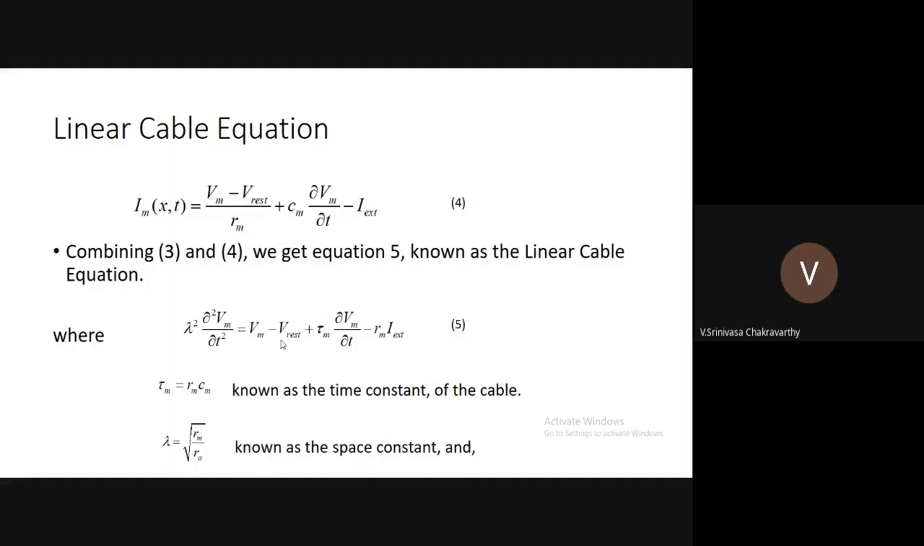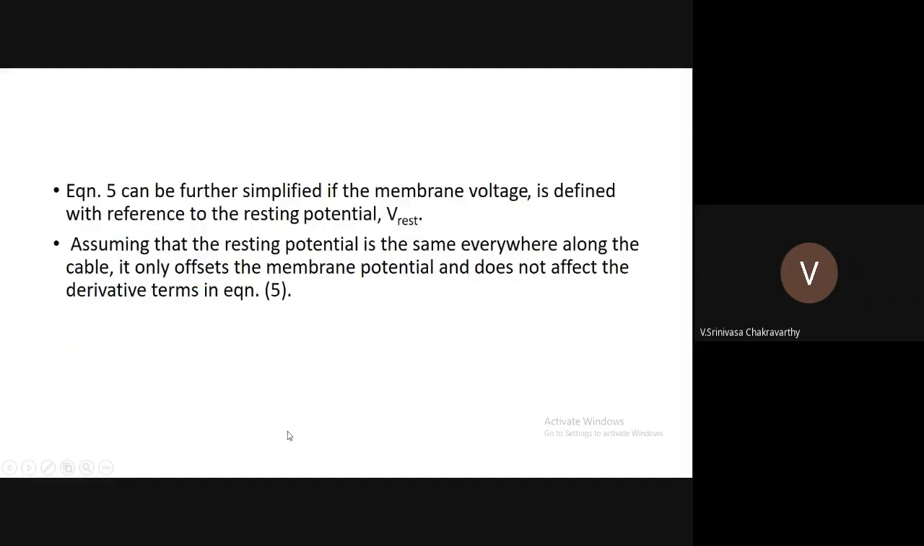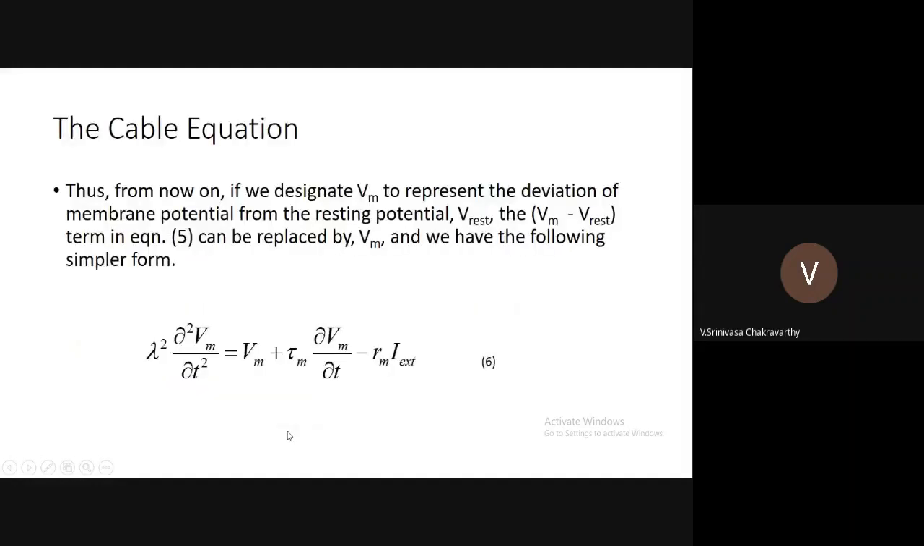Both tau m and lambda satisfy that need, because the membrane has temporal characteristics, because of the capacitance, resistance and so on, and spatial characteristics because it is extended in space. These two are captured by tau m and lambda. So this is called the cable equation.